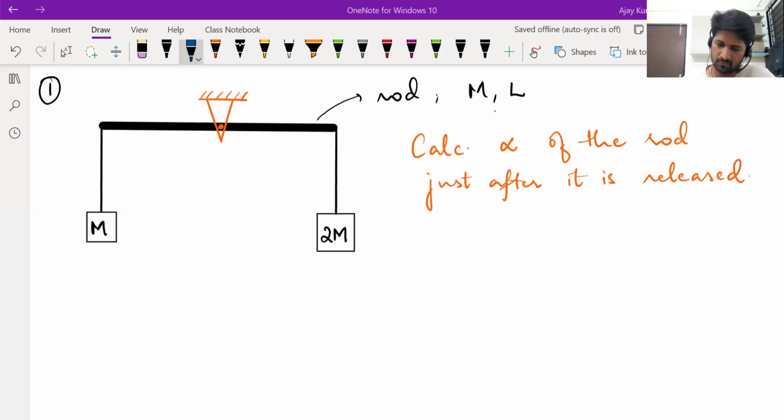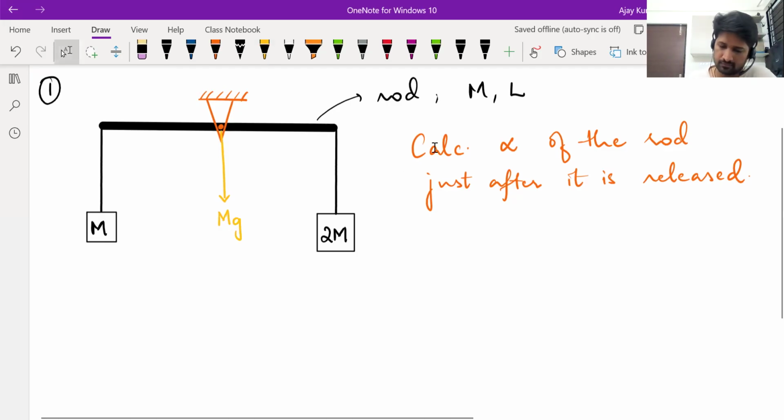So mg, its own weight. Where does its own weight act? Center of mass. We show it acting through the center of gravity, which is same as center of mass. Okay, and what other forces act on the rod? Tension on both of the strings.